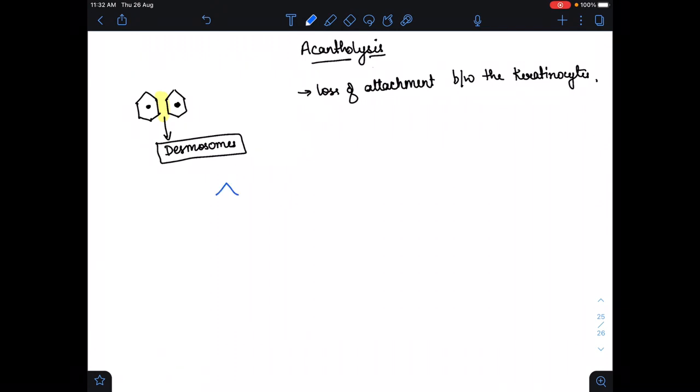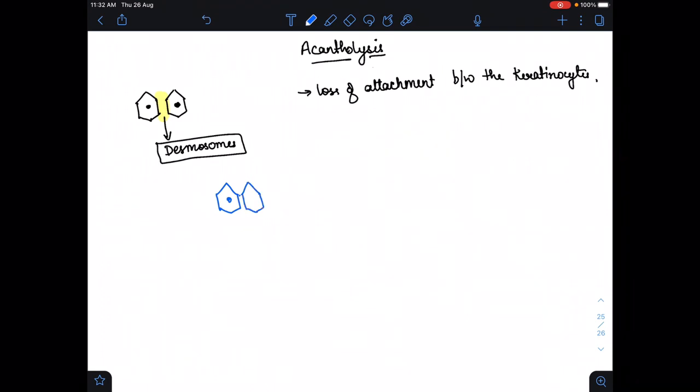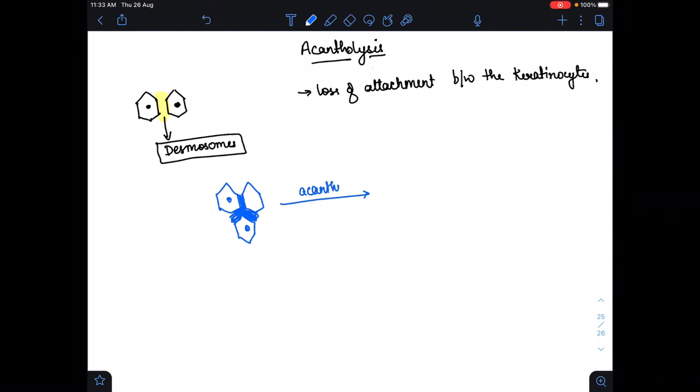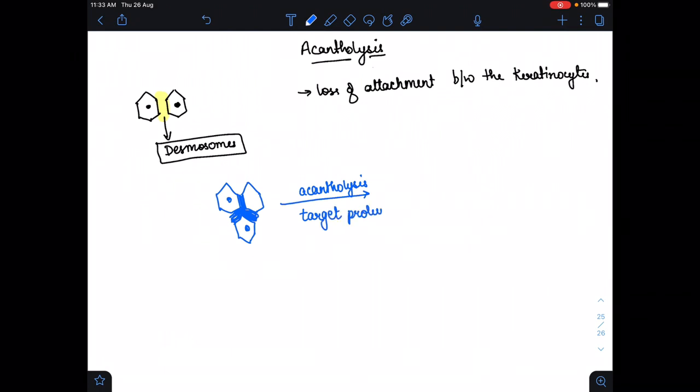So suppose I have to draw it again. This is one keratinocyte, this is the other keratinocyte, and this is the third keratinocyte. They are attached together with the help of desmosomes. So if there is acantholysis, there is loss of this attachment between the keratinocytes. In acantholysis the target protein is desmosome. So all these keratinocytes become separated.